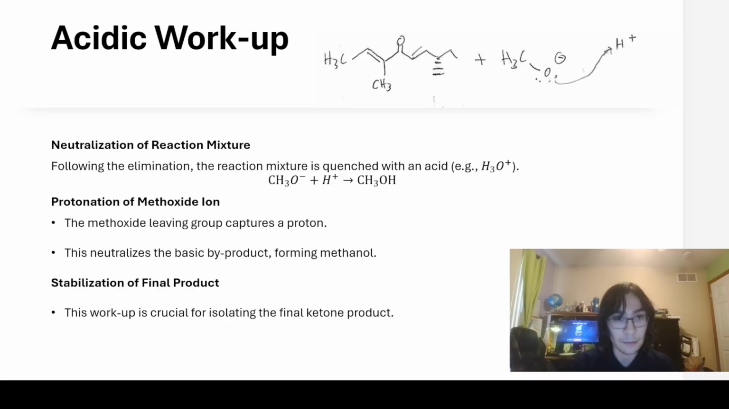Now I'm going to be talking about the acidic workup here. In the acidic workup, the methoxide ion picks up a proton in order to create methanol. This step shows it neutralizing the reaction mixture in order to stabilize the final product, which finally gives us this ketone here.